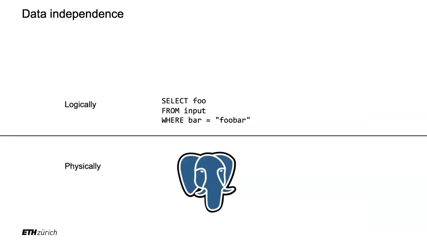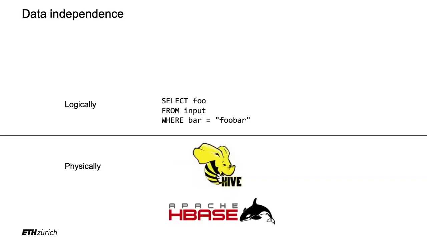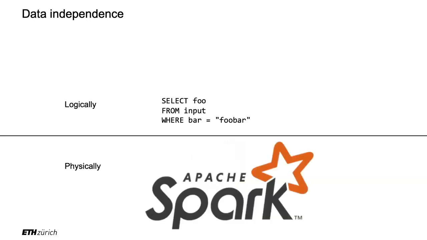Do you remember data independence? It is the idea that you have a query language, and physically it turns out to be PostgreSQL, but now you know that SQL also exists for Spark. So technically you can also use SQL on Spark, right? It also works on HBase. There's something called Hive that allows you to use SQL on HBase. It also works on Apache Spark. That's the Spark SQL.